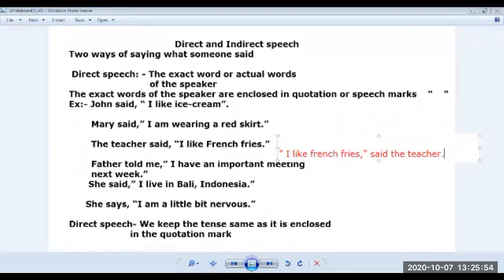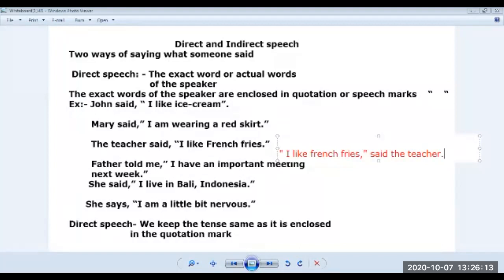Change this, Valerie, please, one at a time, not all together. I am a little bit nervous. Yes. She says, I'm a little bit nervous. Good. So the sentence will come.